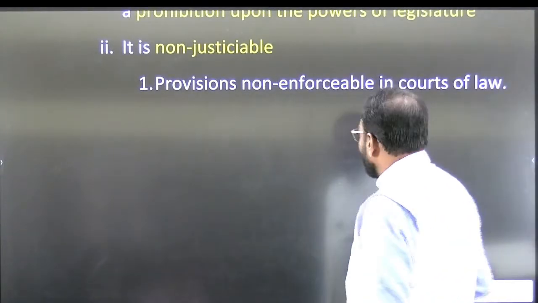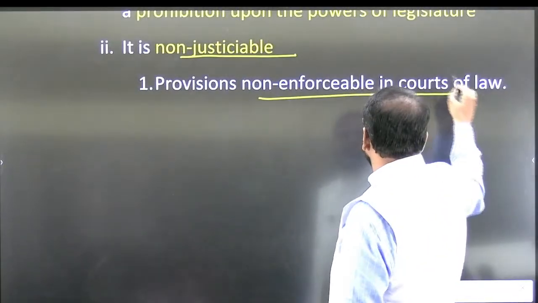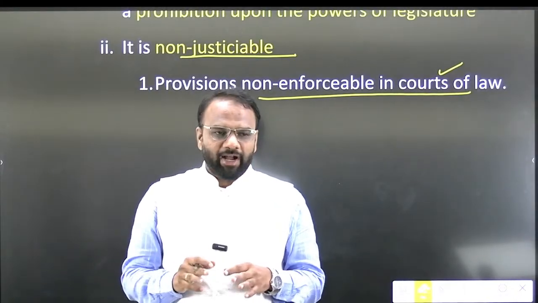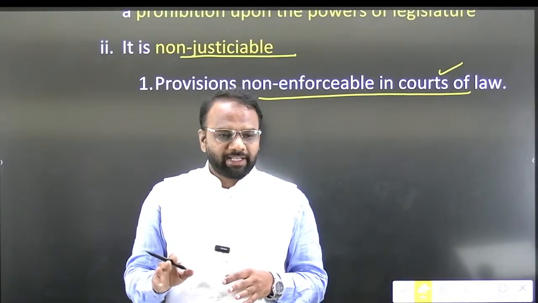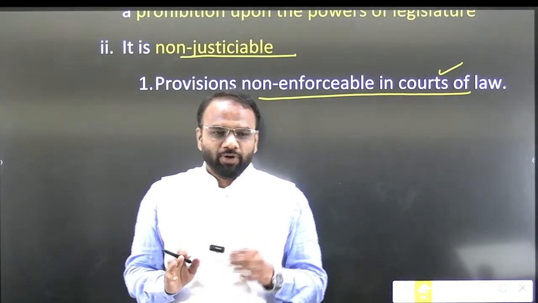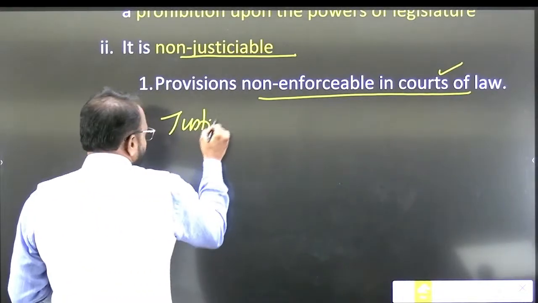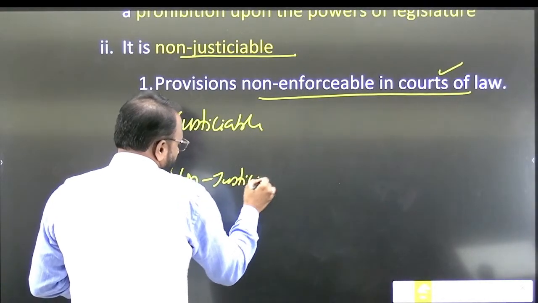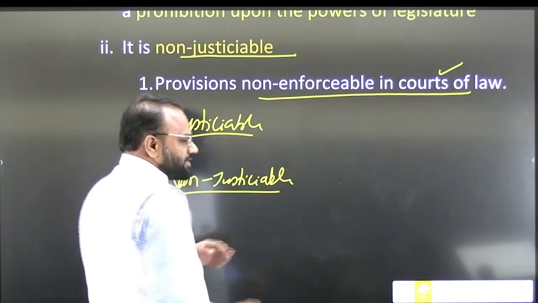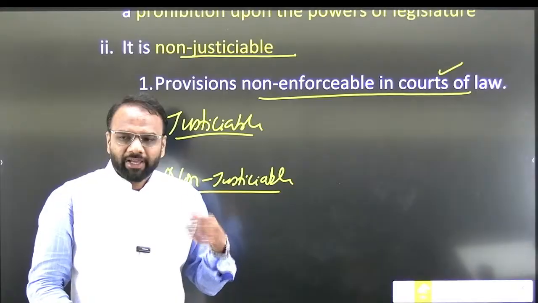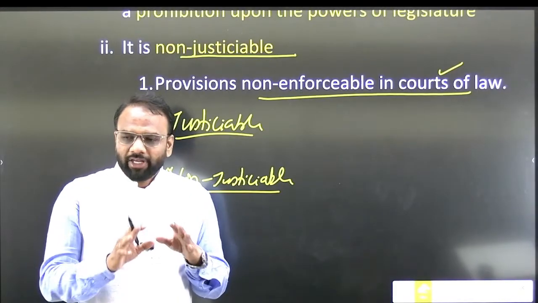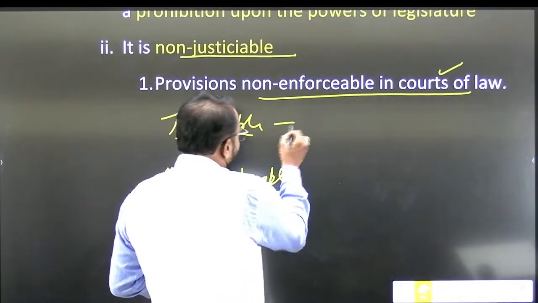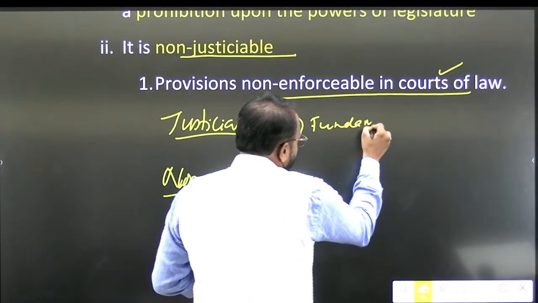It is non-justiciable. Very important. Provisions are non-enforceable in courts of law. For example, there is a term called secular. If secularism is not implemented in India, no one can go and file a case in court saying that secularism is not being implemented. So these terms, justiciable and non-justiciable, are very important. If something is not implemented and you can go and file a case in court, we call it justiciable. If you do not have the right to file a case in court, it is called non-justiciable. Among the important entities in India, the only justiciable part is fundamental rights.